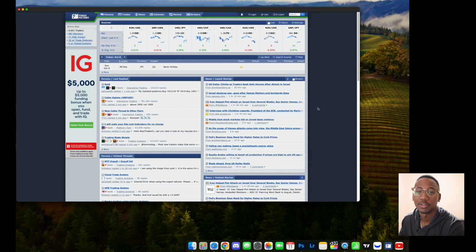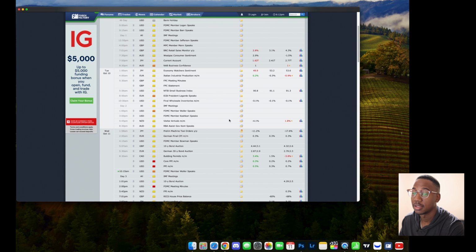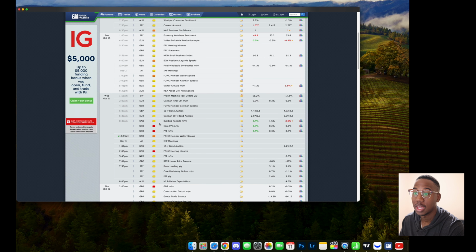All right, and why this is important to look at every morning is going to be the data. As you can see, today is Wednesday the 11th, and we have some important data. It looks like in a couple minutes we have core PPI, which is definitely going to affect the market. You can kind of see how big of an impact it's supposed to have just by the color. Right here at market open we have core PPI and PPI, so I can expect a lot of volatility at market open.